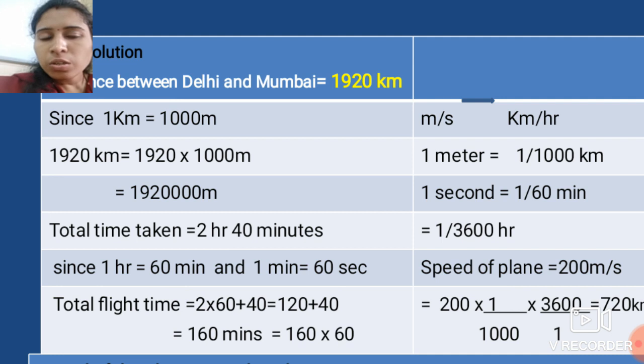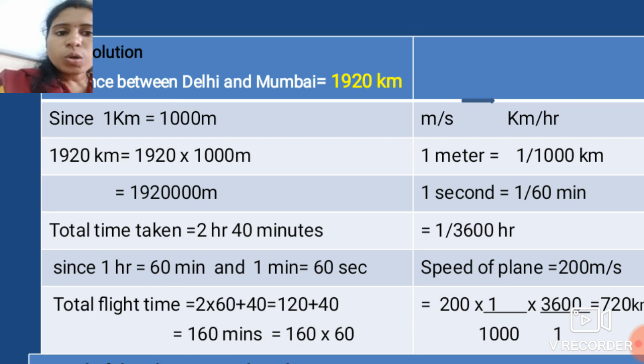All of you know that 1 hour is equal to 60 minutes. So for 2 hours, how many minutes are there? 2 into 60 minutes. And also we know that for 1 minute there are 60 seconds.